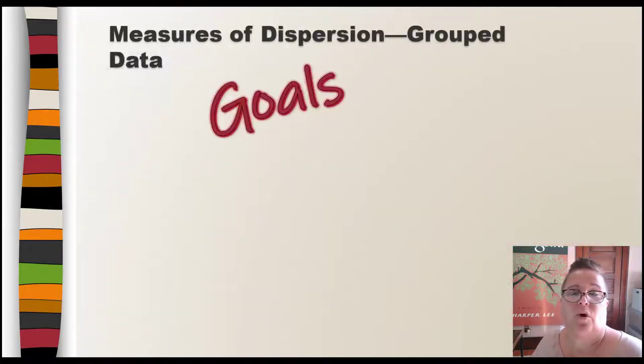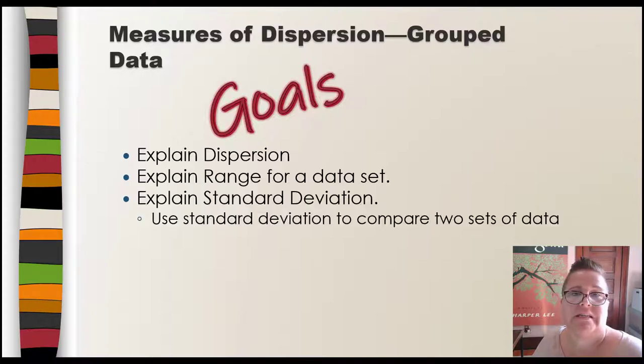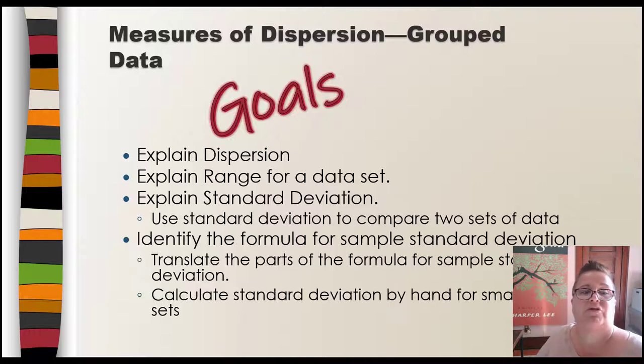So we have some goals for this particular presentation. We want, first of all, for you to be able to explain what dispersion is. What do we mean by using that word? As a part of dispersion, we're going to talk about the range of a data set and the standard deviation. We want you to be able to use the standard deviation in a comparison of two different sets of data. And we want you to be able to identify the formula for what is known as a sample standard deviation.